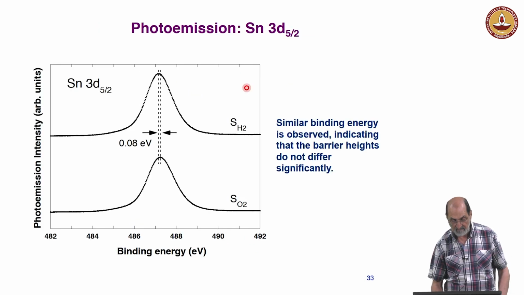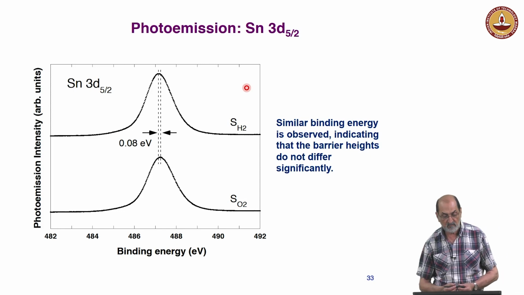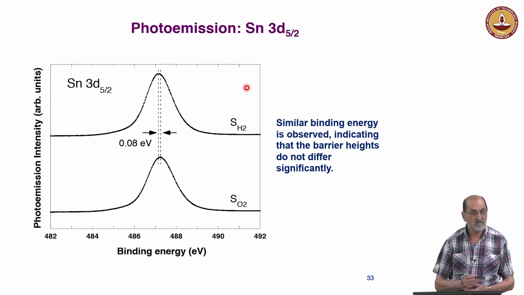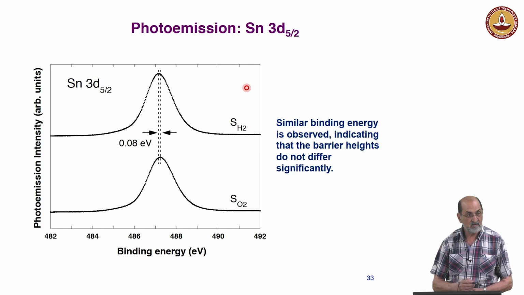So we measure with photoemission the position of the tin 3D level for both samples. And essentially we found almost no change in the position of the tin 3D. What does that mean? What is it telling us? This is telling us the band bending is similar in both samples. Similar binding energy is observed, indicating that the barrier heights do not differ significantly between the two types of samples we prepared. So the band bending is about the same.